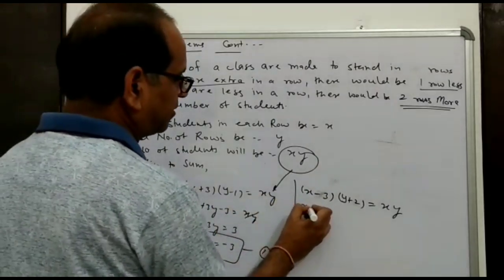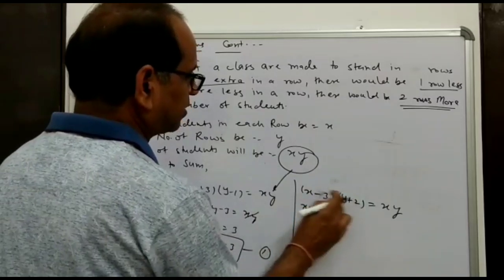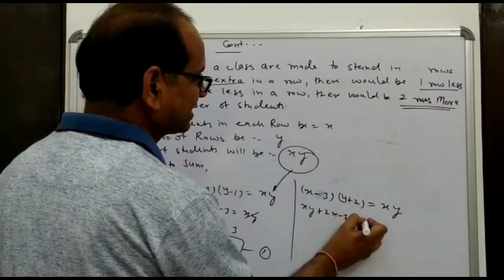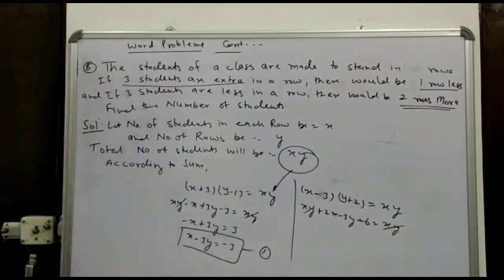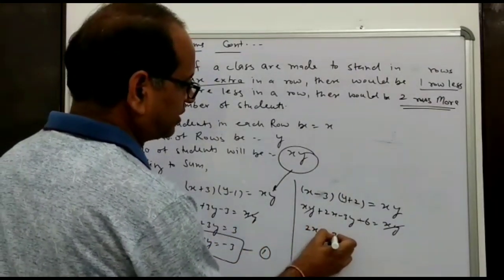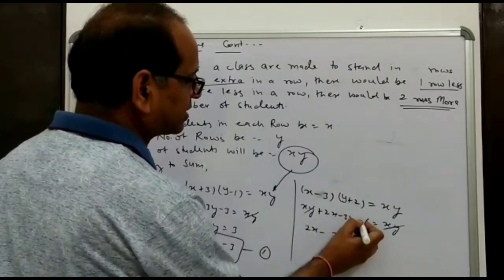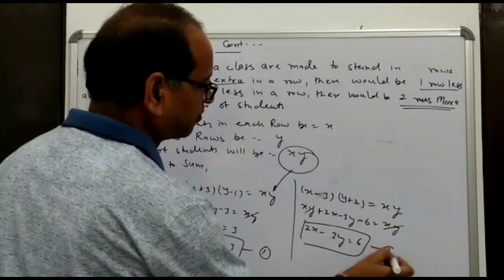Then this side, x into y plus 2x minus 3y minus 6 equals xy, cancel. And what is the next part? 2x minus 3y equals, this is minus 6, so it will be 6. This is the second equation.